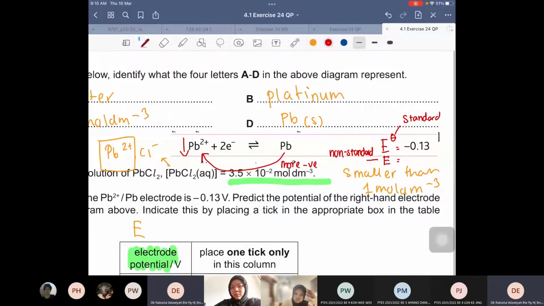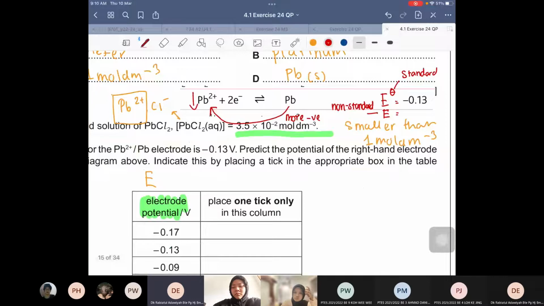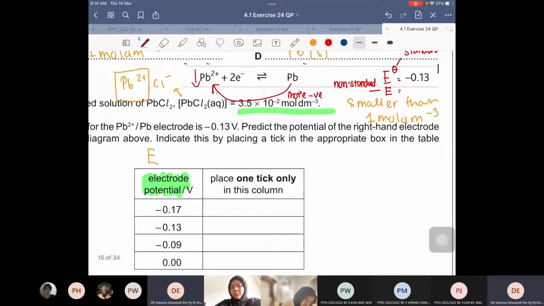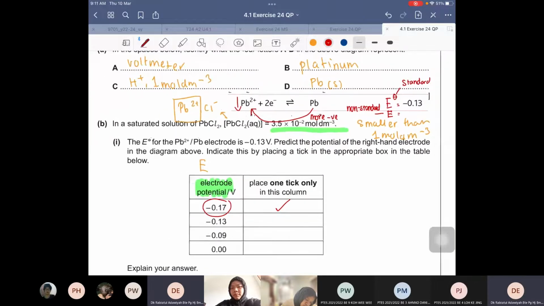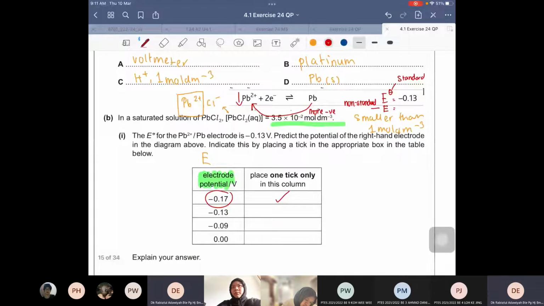Okay, so we say that it will be more negative. So you would expect the number to be more negative than negative 0.13. And if you look at that list, you only have one option. Okay, negative 0.17. Is that okay? Okay, so if the question is not asking for the effect on E cell, it's easy, it's straightforward. You don't have to worry about the E cell calculation.